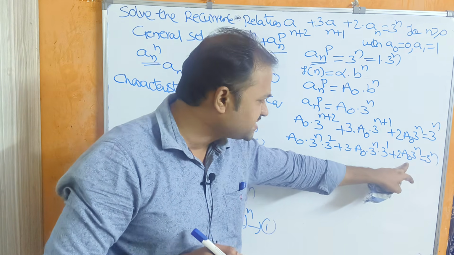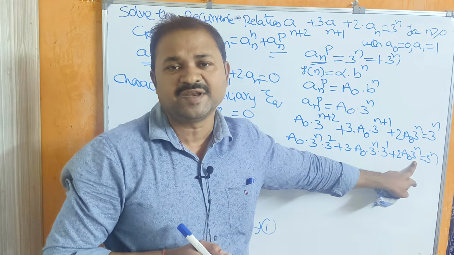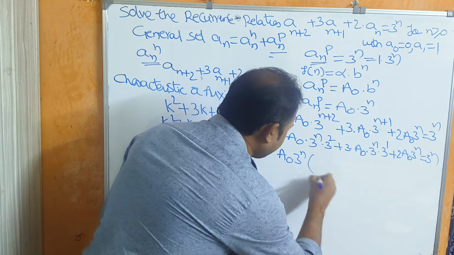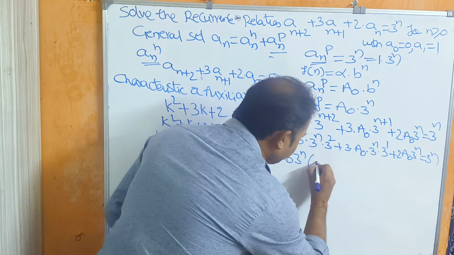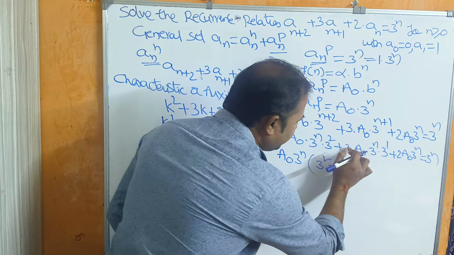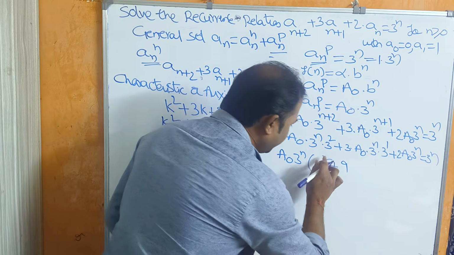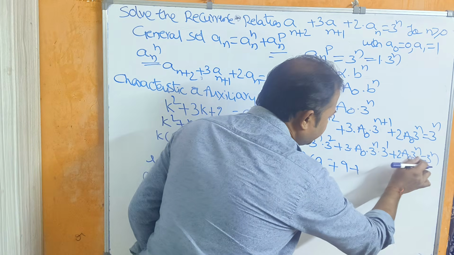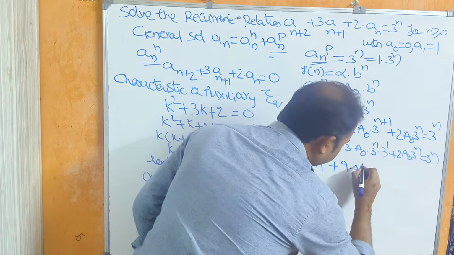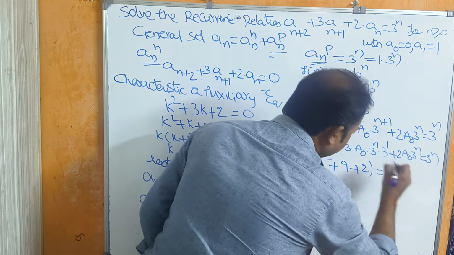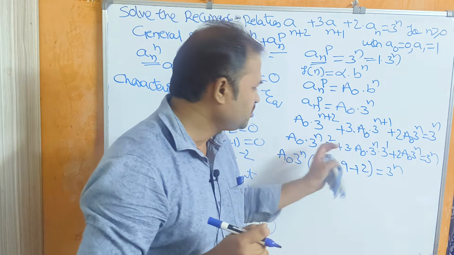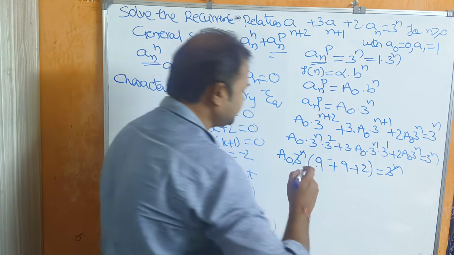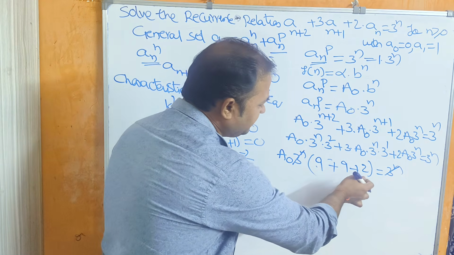So let us take a_0 and 3^n common. a_0 · 3^n is common in all the three terms. Then the remaining one is 3 squared plus 3 into 3^1, that is nothing but 9 only. So 3 squared means 9. Here the remaining term is 2, equal to 3^n. We need to produce the constant part, so 3^n and 3^n we can cancel them. So 9 plus 9 means 18, 18 plus 2 means 20.